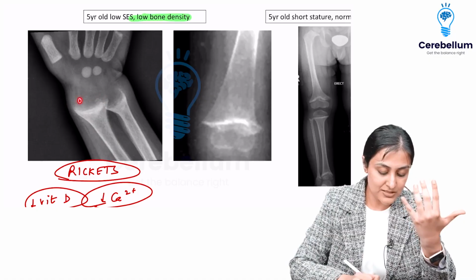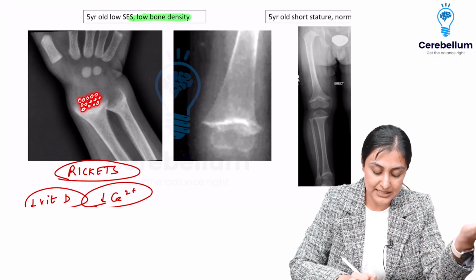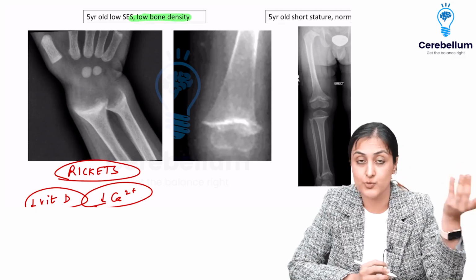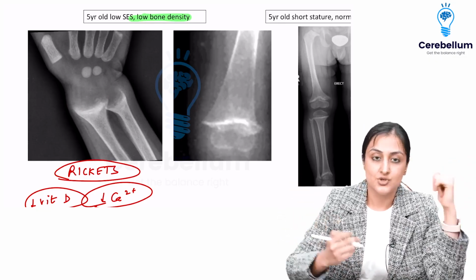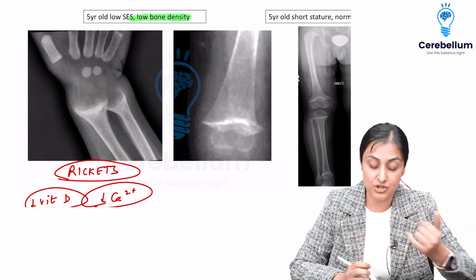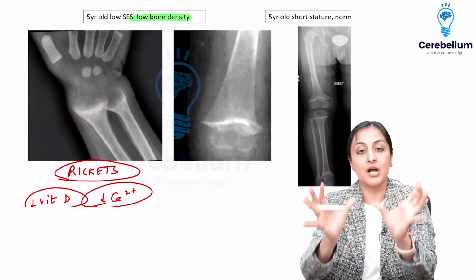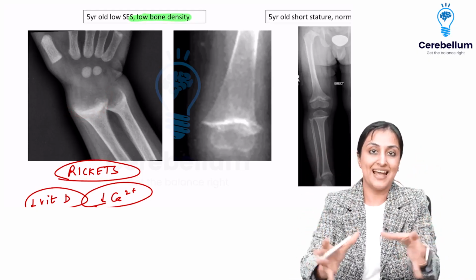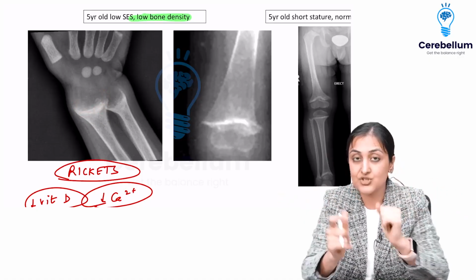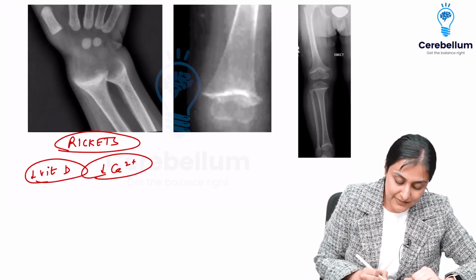So what happens at the growth plate? You're going to have your chondrocytes which are waiting. This is the zone of provisional calcification. That is where calcium was supposed to come. It's not there. So now all of my chondrocytes are waiting, creating pressure on the metaphysis. That's why the metaphysis becomes cupped, splayed and frayed. There is cupping, splaying means separation, fraying means irregularity. So that is what you see in rickets.